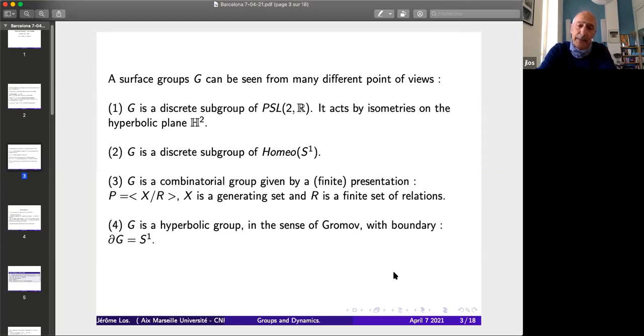And the third aspect is purely combinatorial group theory. So a group in this setting is a combinatorial object given by a set of generators and a set of relations. And so this is the kind of approach I will try to use in a combinatorial setting. And also what's special about surface groups is that if the rank is large enough, if the surface is hyperbolic, then the group as a group is hyperbolic in the sense of Gromov. And the boundary, as a Gromov boundary, is a circle.